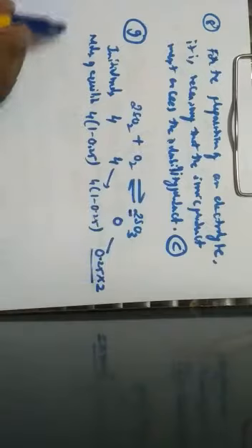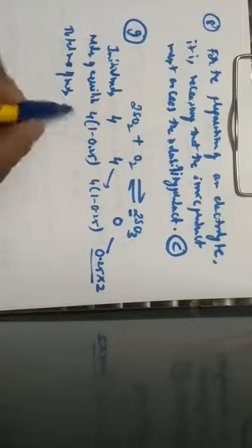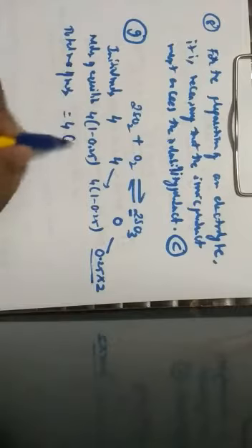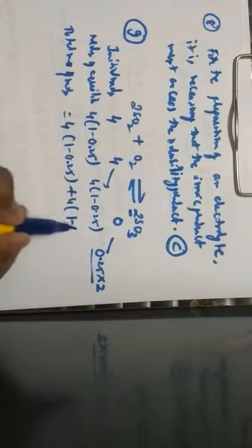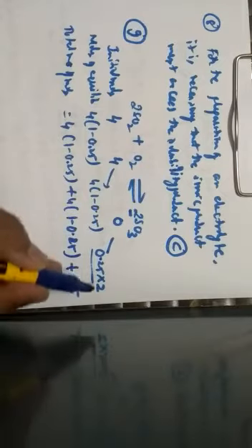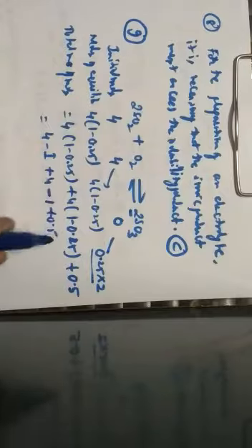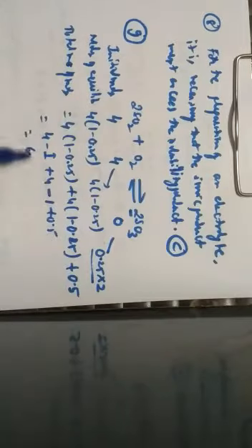With 2 moles. Therefore, I can write the total number of moles as 4 into (1 minus 0.25) plus 4 into (1 minus 0.25) plus 0.25 into 2, which is 0.5. So I can write it as 4 minus 1 plus 4 minus 1 plus 0.5, which comes out to be 6.5. Hence, the answer 6.5 is given by option A.